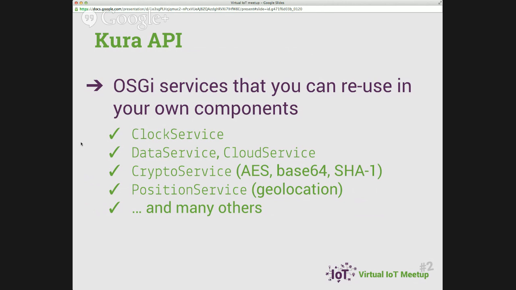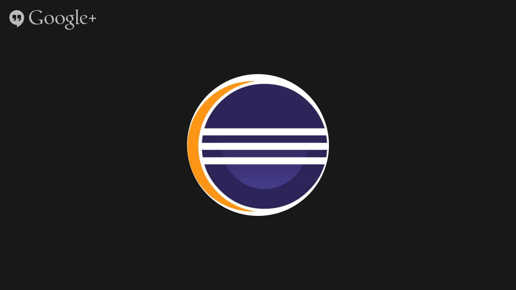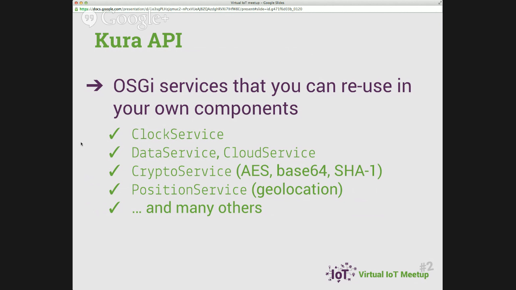You want to be location aware, you have a position service. In Kura, you will configure a GPS that is connected to your gateway. And once you've done that, you have a position service that everyone can use to be aware of the current location of the gateway and react accordingly, right?